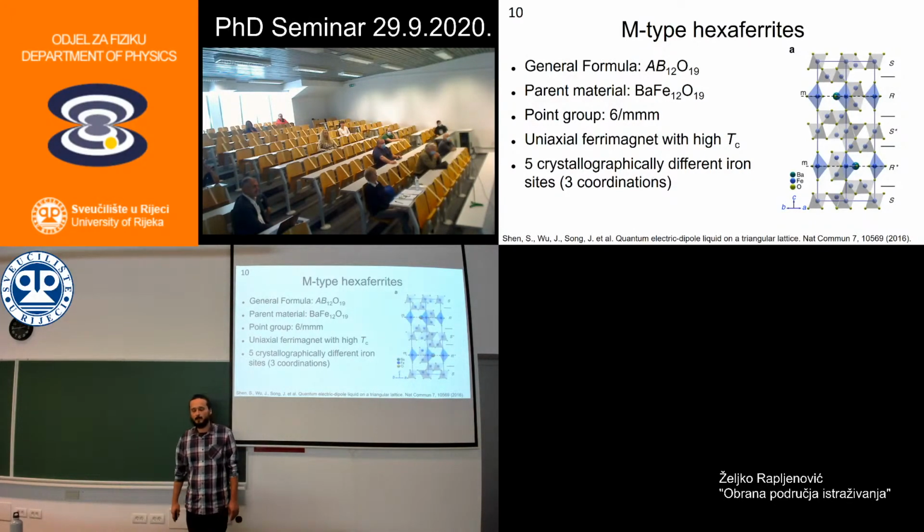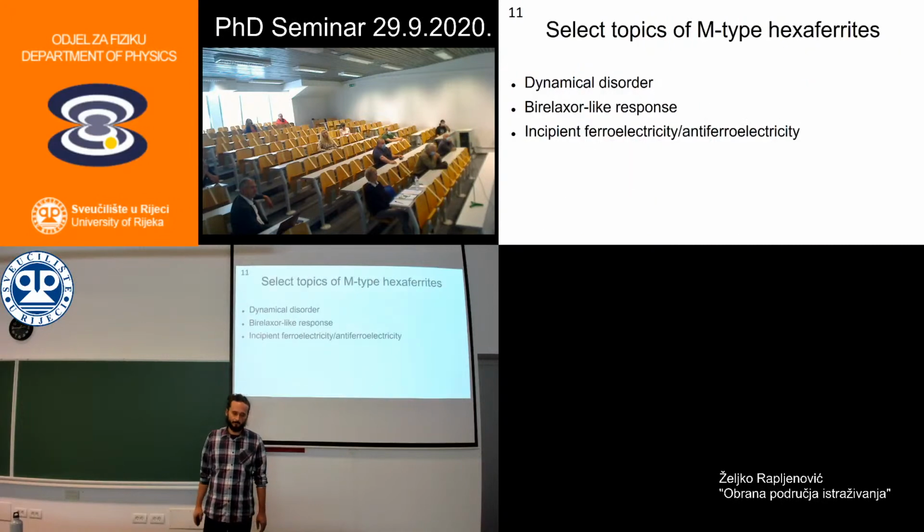They crystallize in the point group 6/mmm, with a 6-fold rotation and 3 mirror planes for every unique axis. And they are uniaxial ferrimagnets with a high Curie or Néel temperature, about 400 degrees Celsius. From a crystallographic point of view, they have 5 crystallographically different iron sites with 3 coordinations, where one, this bipyramidal iron site here, is colored blue, and other than that we have octahedral and tetrahedral sites.